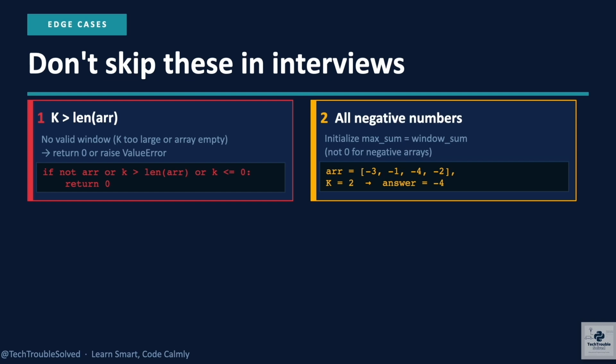This is exactly why we initialize max sum to window sum, not to 0. Your first window gives you a real value from the array. So you are always comparing apples to apples.